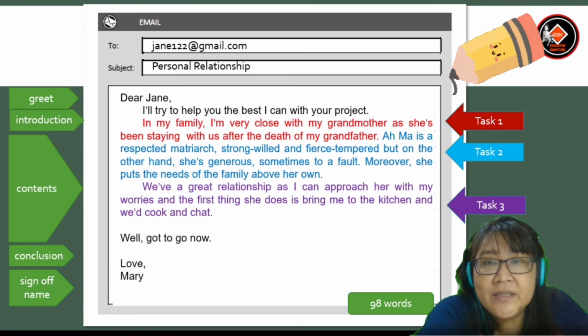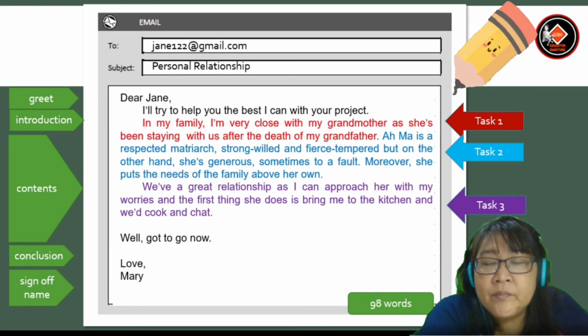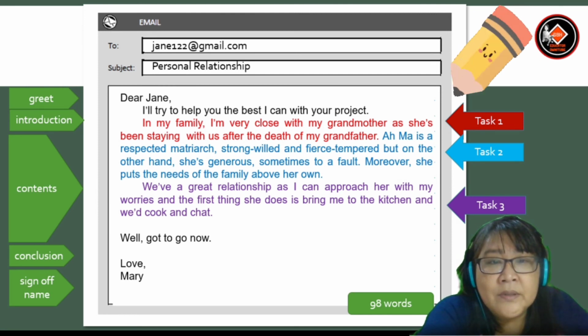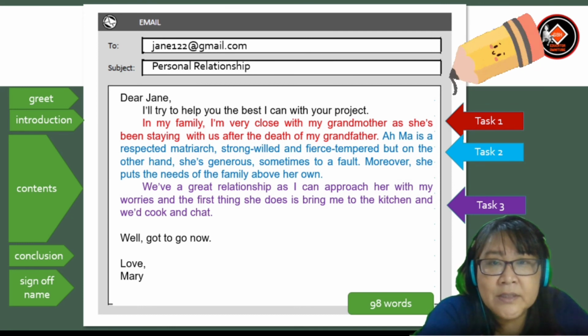So here you have Dear Jane for greeting. You can also write Hi Jane or Hello Jane or Dearest Jane. Then we have the introduction. I'll try to help you the best I can with your project. Then we have the contents. The contents we can write in 2 paragraphs. Remember that you have to answer all the 3 tasks. So the first task is who is the person.